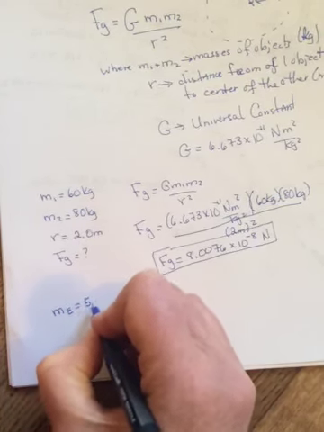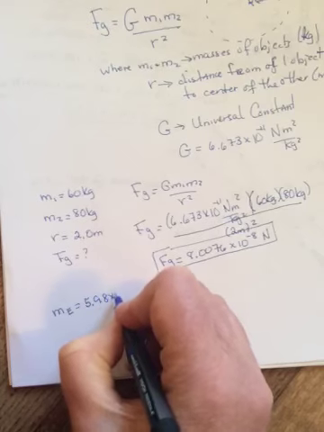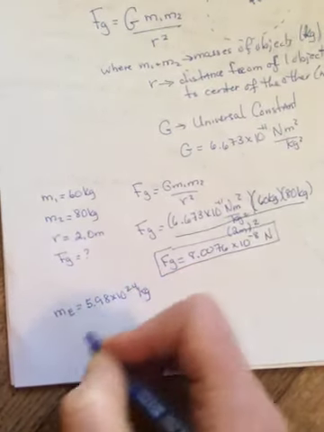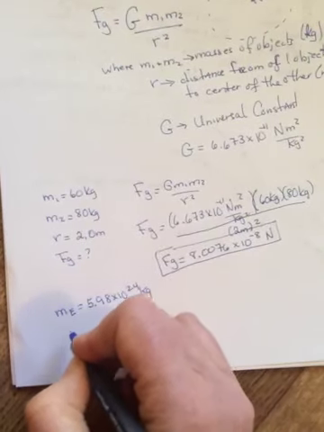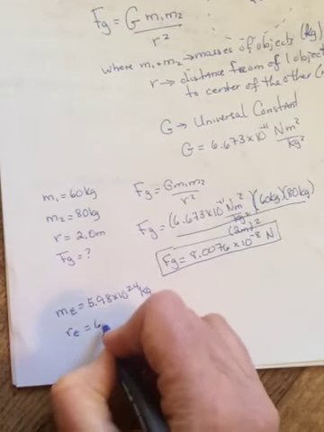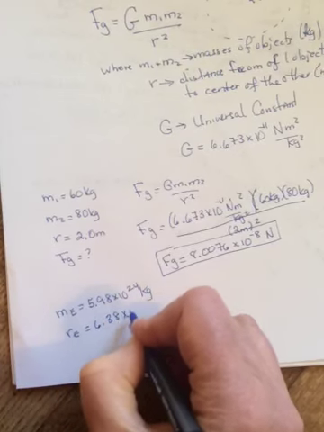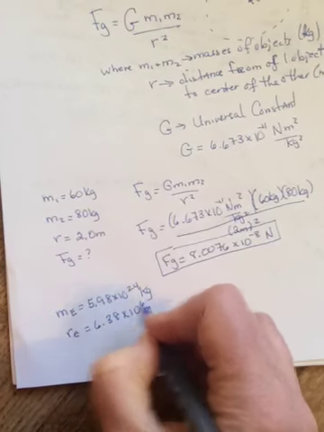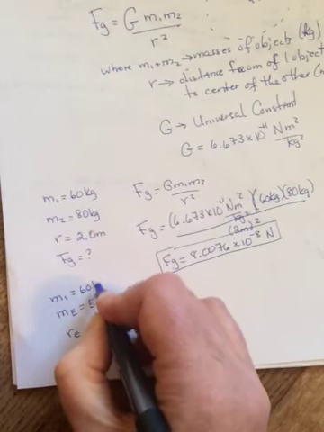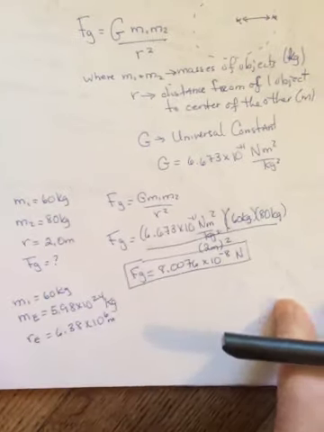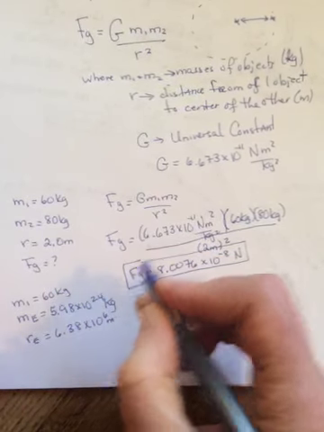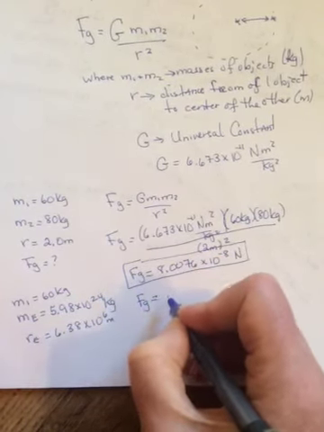The mass of the Earth is 5.98 times 10 to the 24th kilograms, and I know that because of the planets unit in grade 12 physics. And the radius of the Earth is 6.38 times 10 to the 6th meters. So we'll keep the 60 kilogram person, and instead of the 80 kilogram person, we'll use the Earth. And let's find what is the force between the 60 kilogram person and the Earth then.